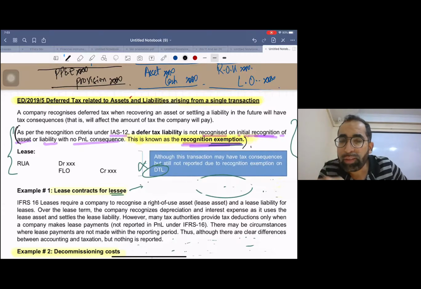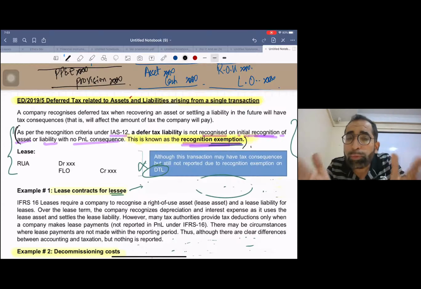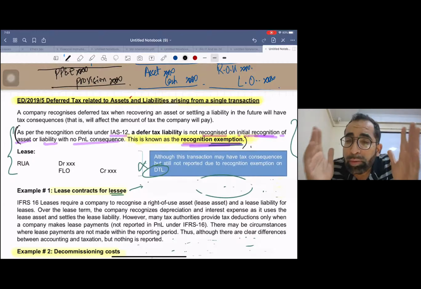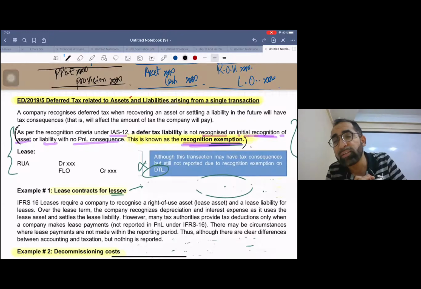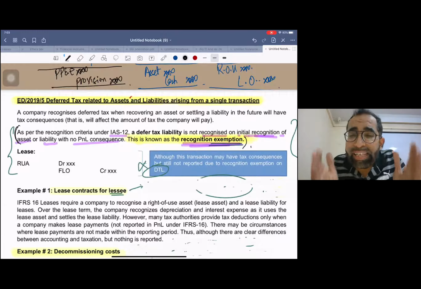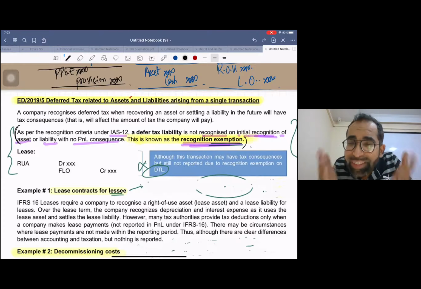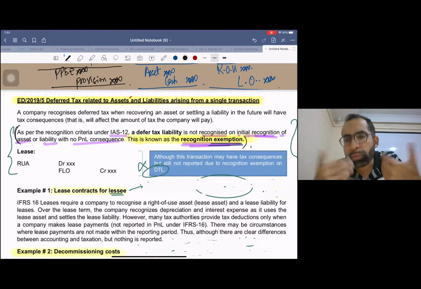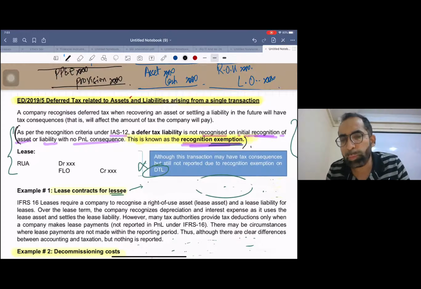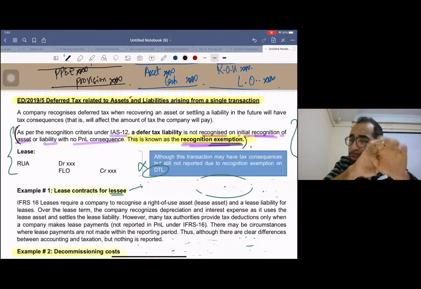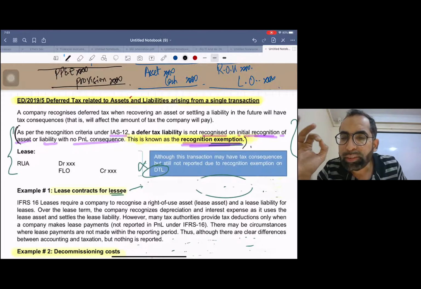Okay, so they have given two examples. I'll explain these two examples and I'll prove to you there is a deferred tax present. There is a temporary difference present in this transaction. So when there is a temporary difference, we have to book deferred tax, right? This is what the International Accounting Standards Board is proposing: that now we should remove this recognition exemption for certain transactions. Okay, I'm going to share two examples with you.